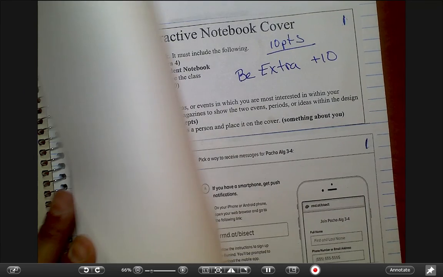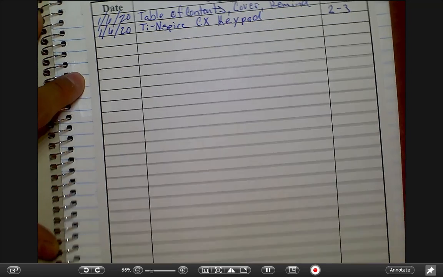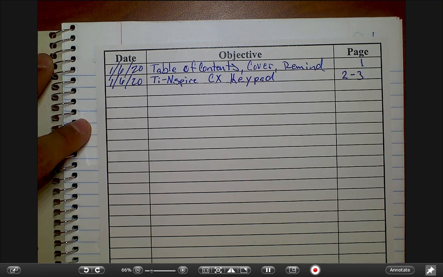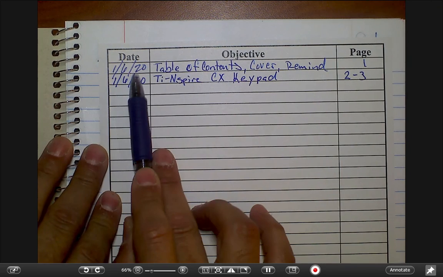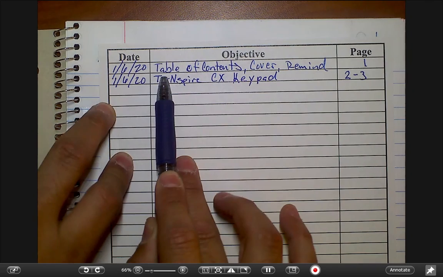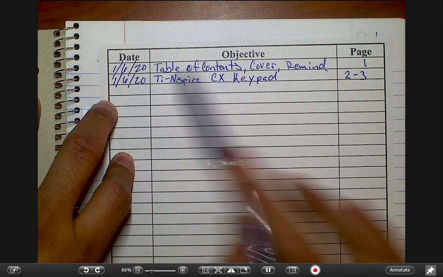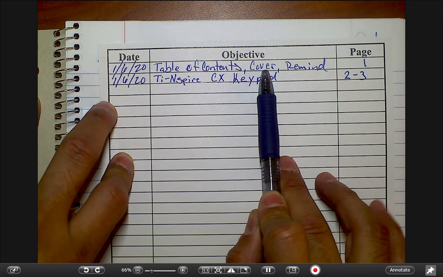This is also going to be on page 1. So page 1, today's date, table of contents. We also have our cover checklist. I messed up already.